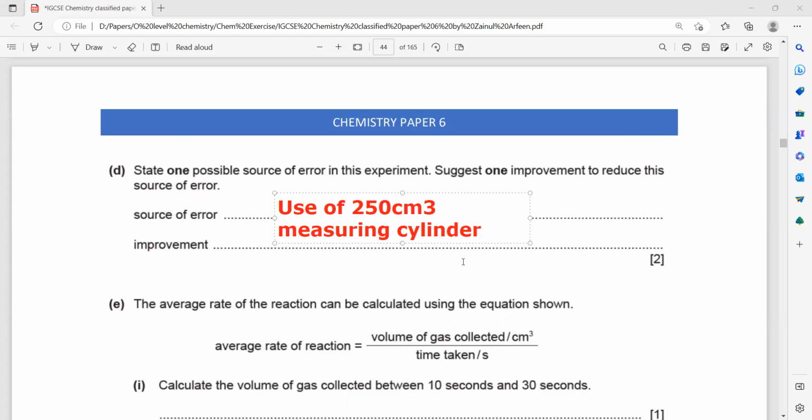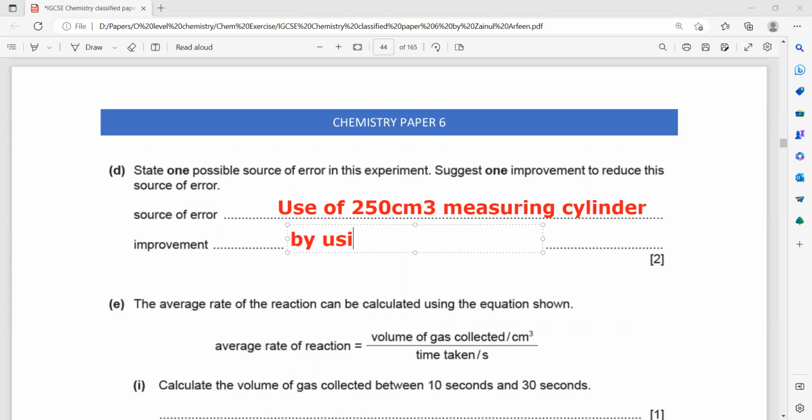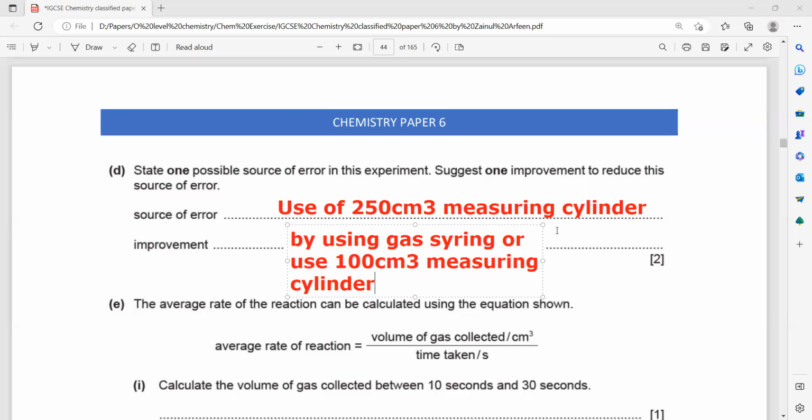And how it can be improved, there are two ways. Either you can mention improve by using a gas syringe, or you can also mention use a 100 cm cube measuring cylinder. Is it clear, this part? Yes, sir. Clear.